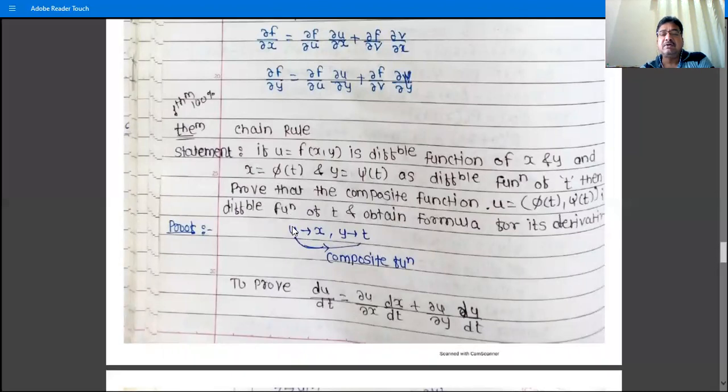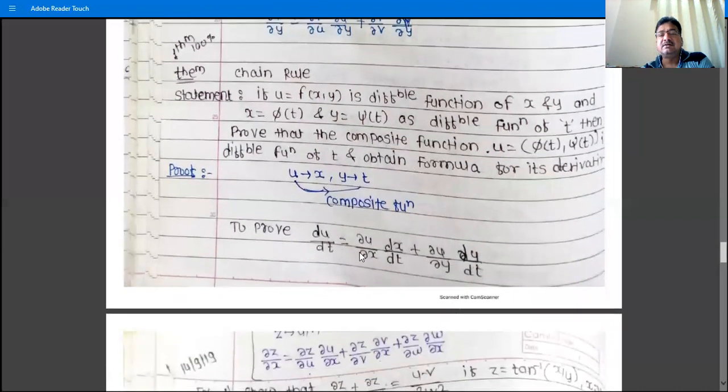So now if you consider u as a function of x and y, then it is a two variable function, and so the derivative of u with respect to x and y is denoted by the notation dava u by dava x. dx by dt, now x is the function of single variable t, plus dava u by dava y dy by dt. Okay, so this is the chain rule, and now we have to show this. So we'll see the proof of the chain rule.